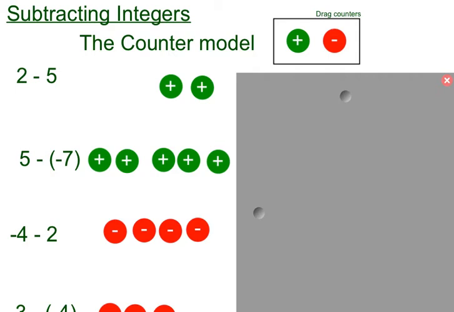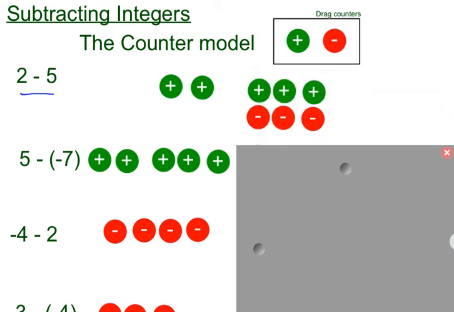So in order to take away here, for this first example, 2 take away 5, I've got 2 there. I'm using positive counters are green and negative counters are red. If I take away 5, though, I have to have 5. So I'm going to have to create some more counters. Now, together, a positive and a negative 1 make a 0 pair. So adding these 3 0 pairs doesn't change anything here.